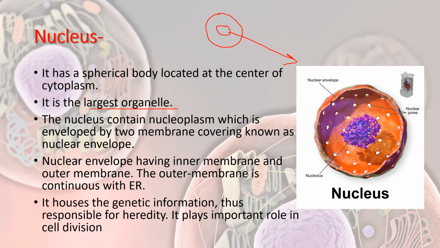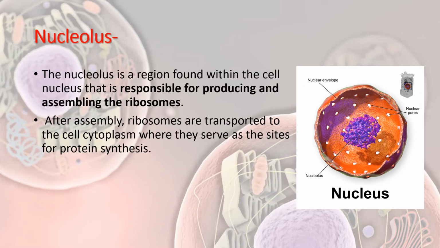So the next one is the nucleolus. You can see over here, inside the nucleus, a dense region is present, which is shown by this violet color. This region is known as the nucleolus. The nucleolus is responsible for producing and assembling the ribosomes. After assembly, the ribosomes are transmitted to the cell cytoplasm, where they serve as the sites for protein synthesis. Once the ribosomes are formed, they are transported through these nuclear pores to the cytoplasm of the cell.